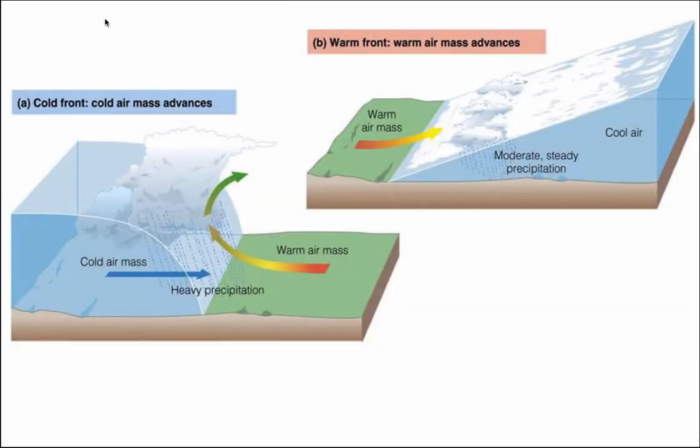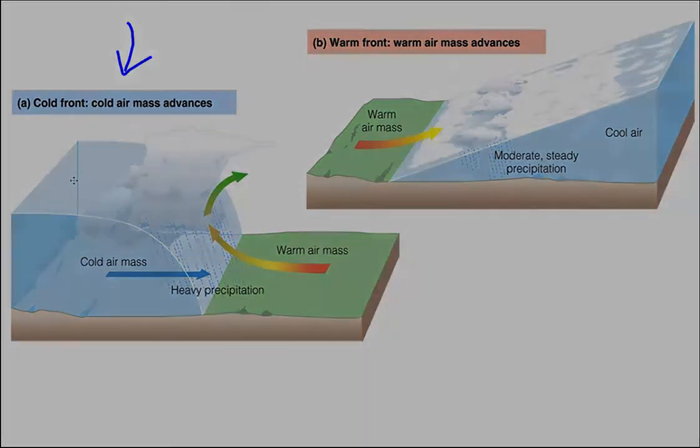So in paragraphs 3 and 4, we're going to take a look at two different types of air masses and how they behave when they come into contact with another air mass. So first of all, let's take a look at a cold air mass.